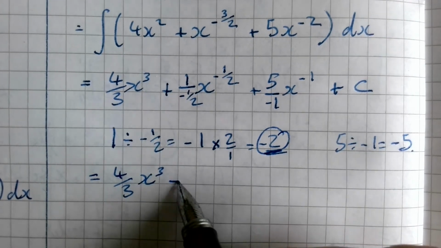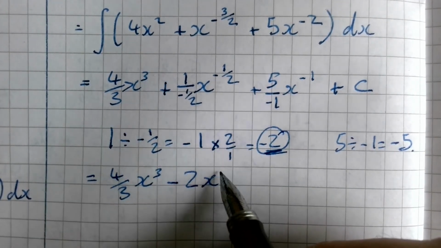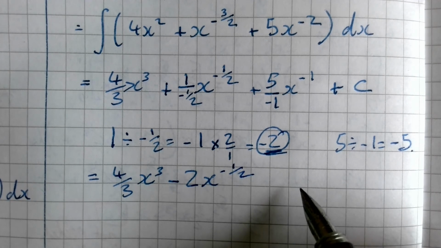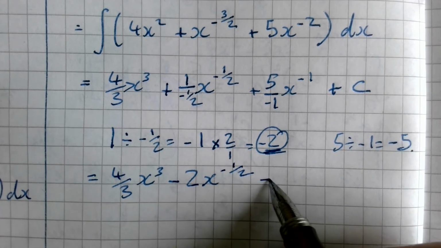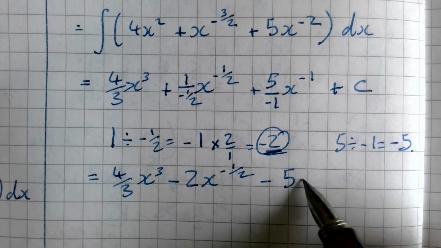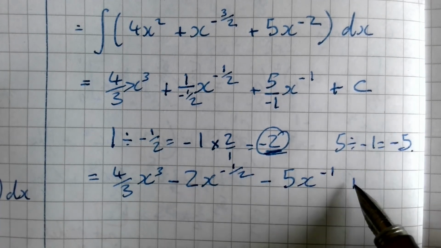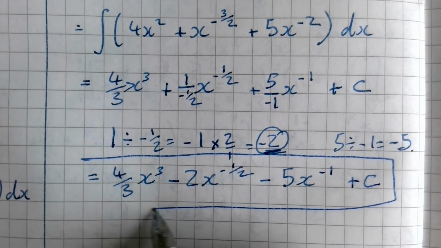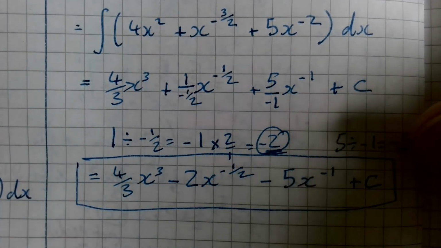This was this, wasn't it? Minus 2x to the negative 1/2. And the last one, minus 5x to the negative 1 plus c. So that is my final answer there.